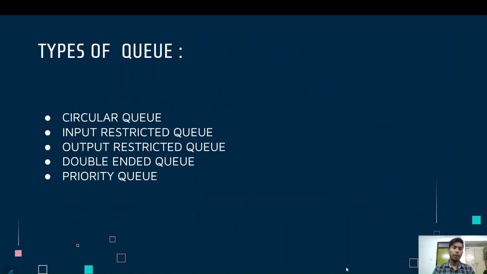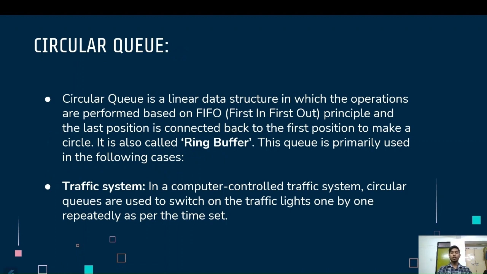So let's start with the types of queue. There are a total of five types of queues. In the further videos, we are going to discuss all five types. Let's start with the first one, the circular queue. In a circular queue, the last element is connected with the first element to make a circle, a proper loop. The circular queue follows the principle of FIFO, first in, first out.